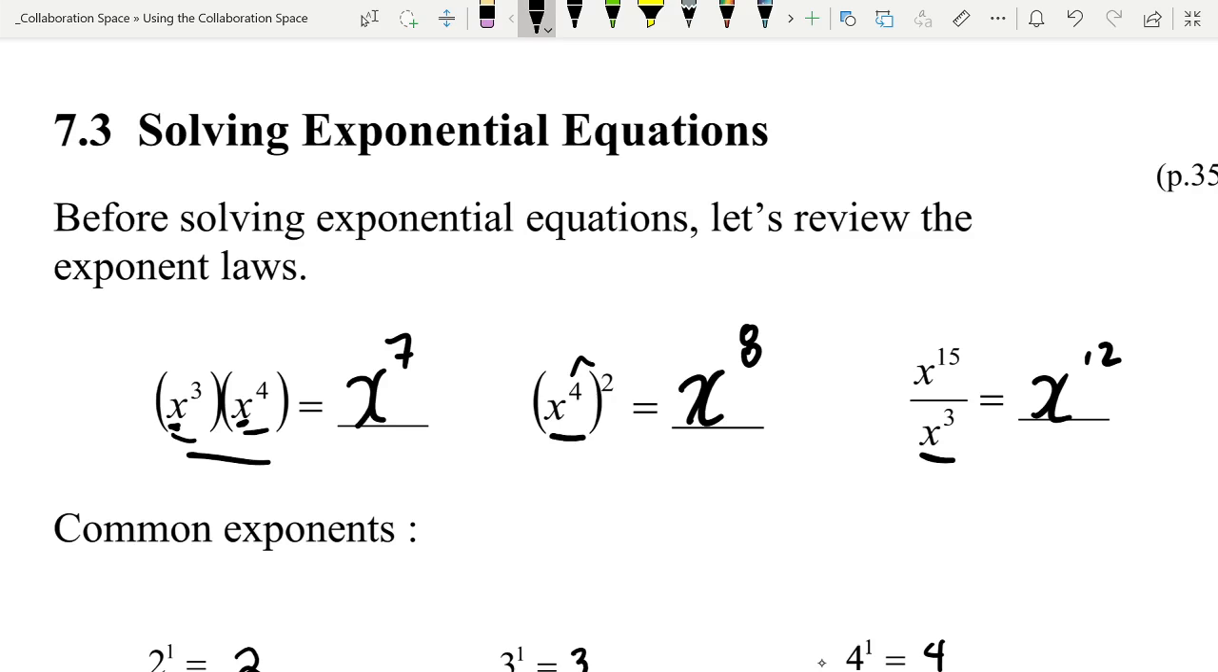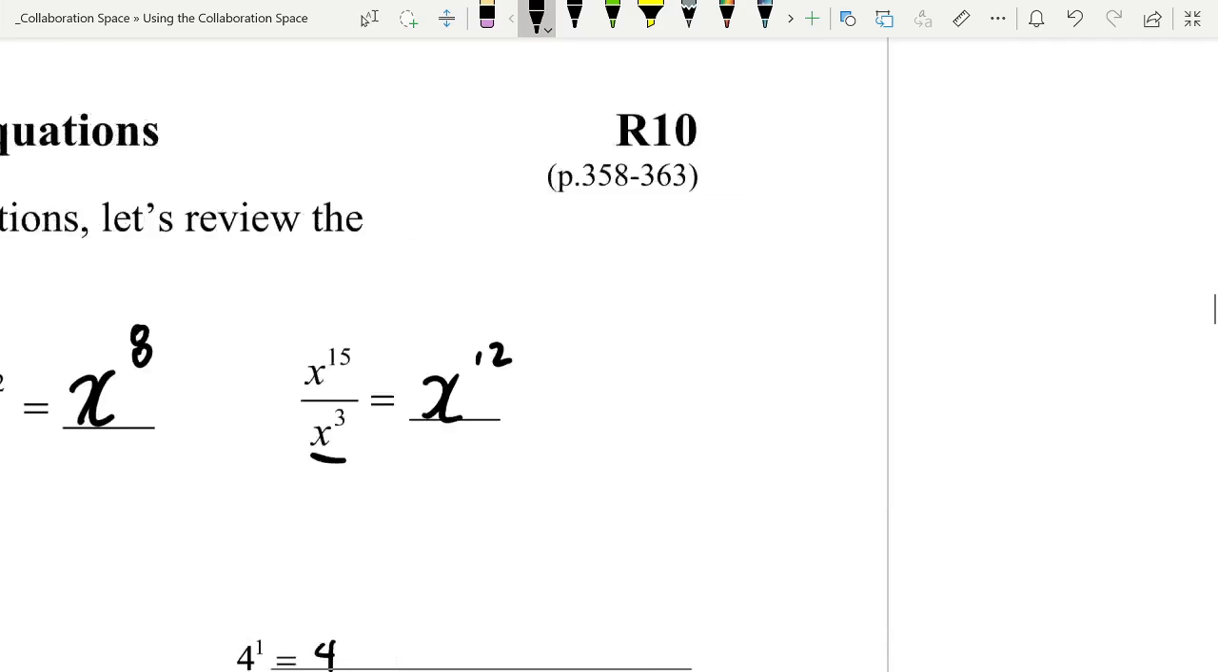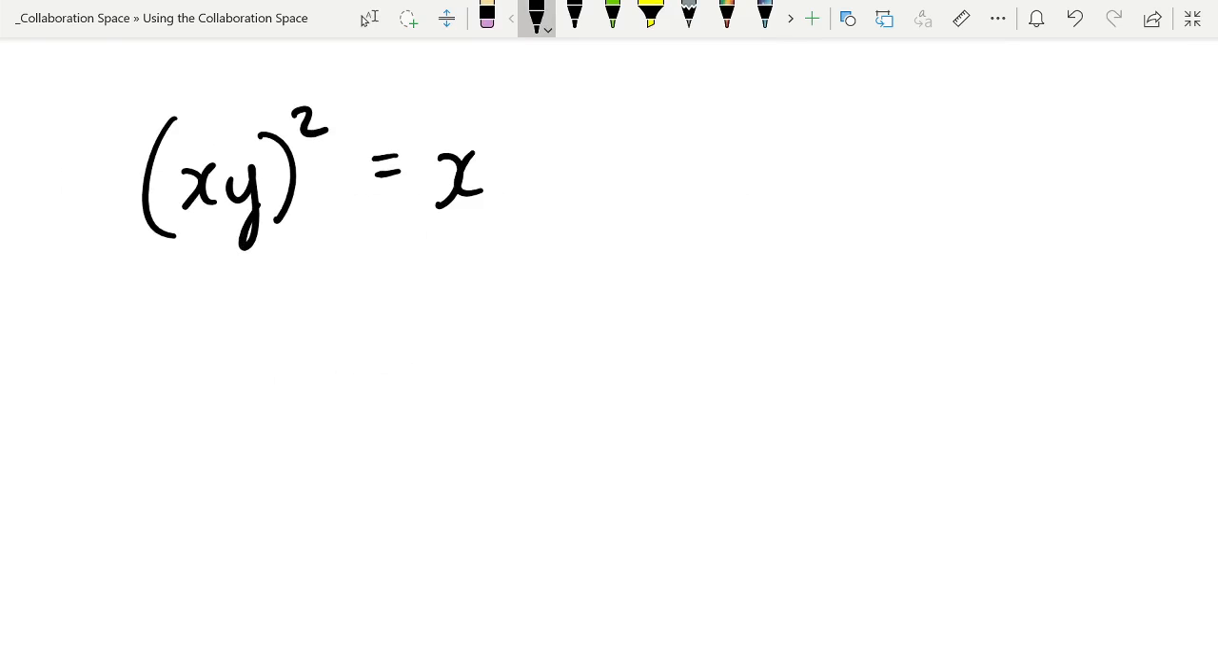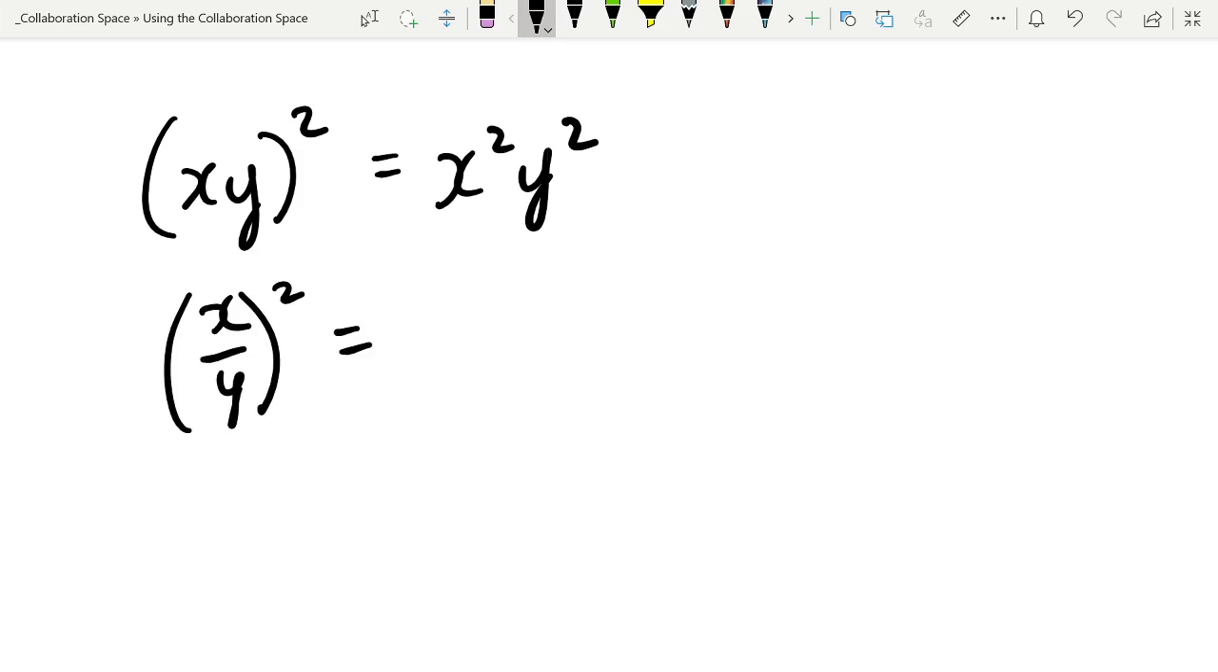There were a few other rules that you did in grade 9. Let me just get some scrap paper here and take a look at them. Remember, there is such a thing as power of a product. You can distribute an exponent into a product. You can also distribute an exponent into a quotient. This is called the power of a quotient rule. And that would be x squared over y squared.